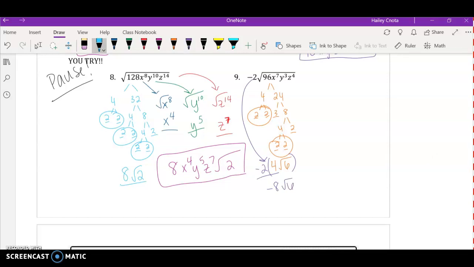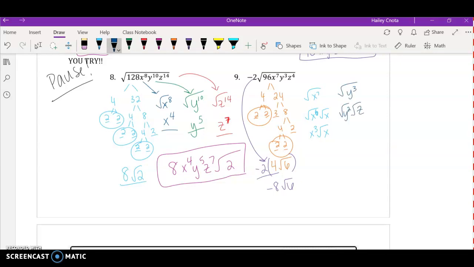Moving on, we're going to talk about x to the 7th. Remember, when it's odd, we take 1 away. Oops, it would help if I took 1 away. Then we divide that by 2, which would give me x to the 3rd with an x left over. Same thing with the y's. We have y to an odd number, so we take 1 away.